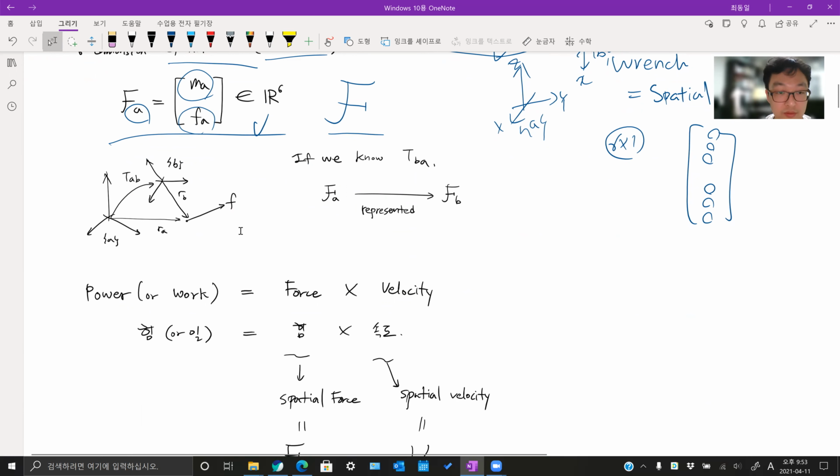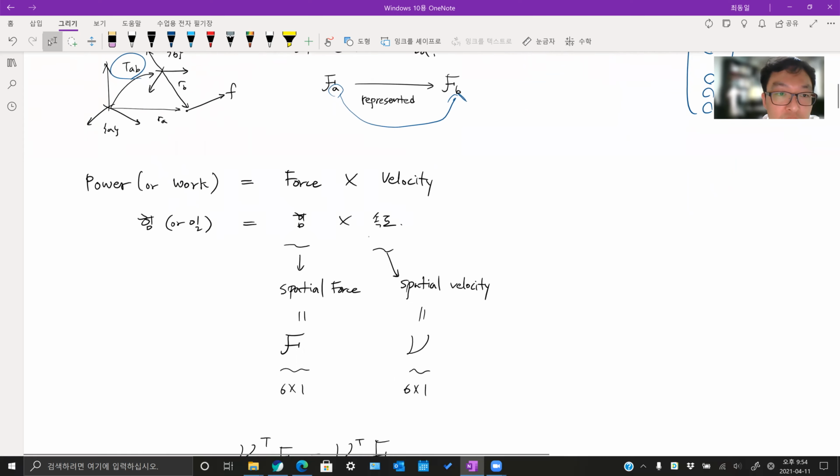So, because the wrench depends on the coordinate system, if the coordinate system is changed from A to B, this value should also change depending on the base coordinate. In this case, we can use the homogeneous transformation matrix. Let's see about this.